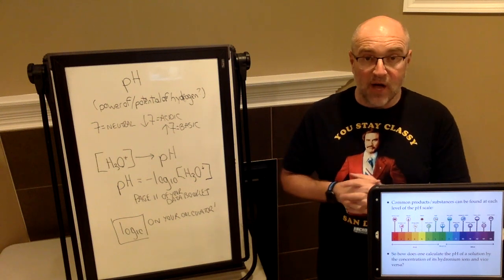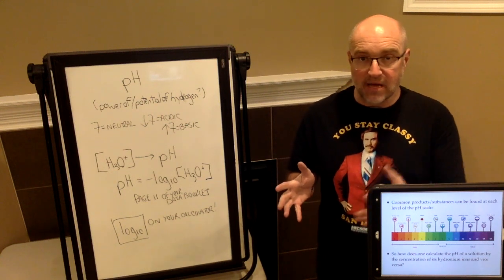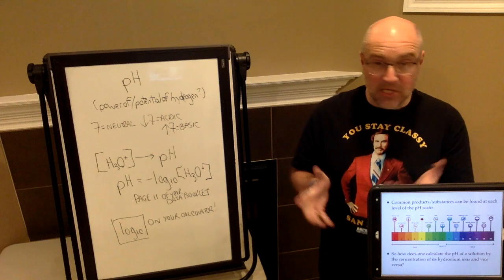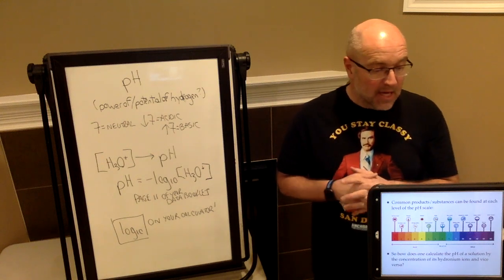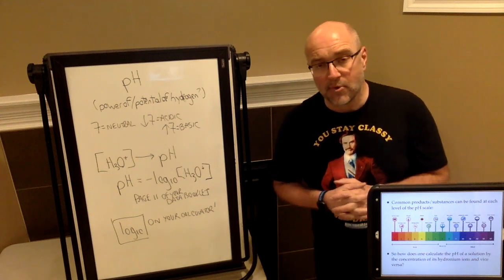On the basic side, you've got things like seawater, baking soda, antacids that are neutralizing stomach acid. Ammonia, we talked about last day, is a very strong base. Soap is a base as well. Bleach, drain cleaner, these are all examples of bases.